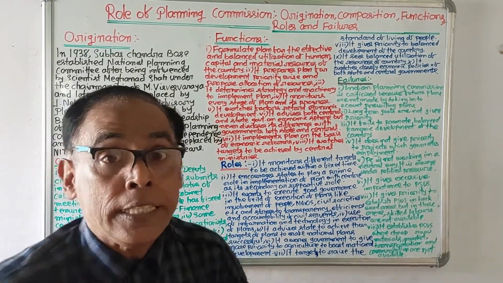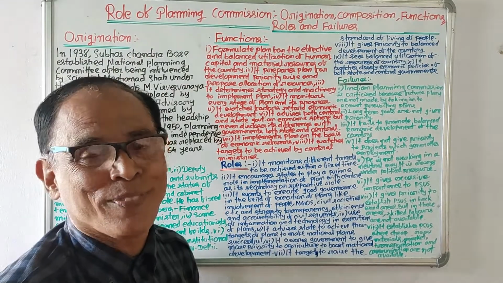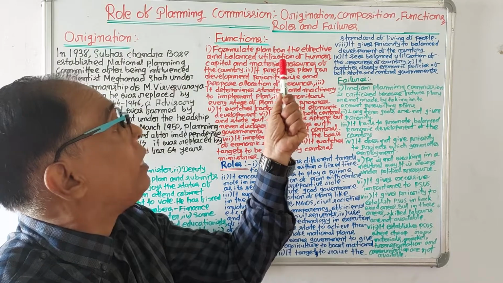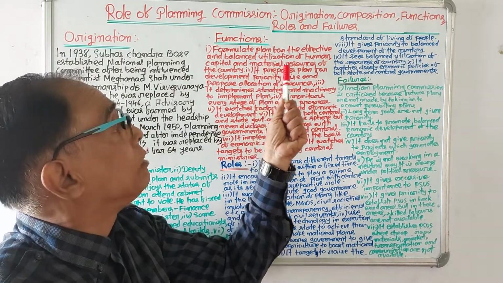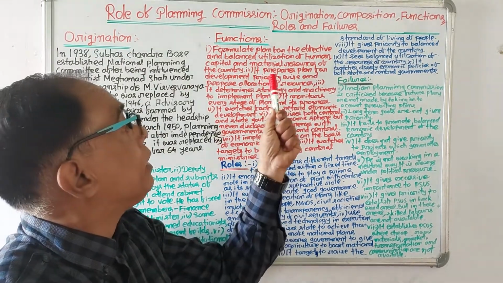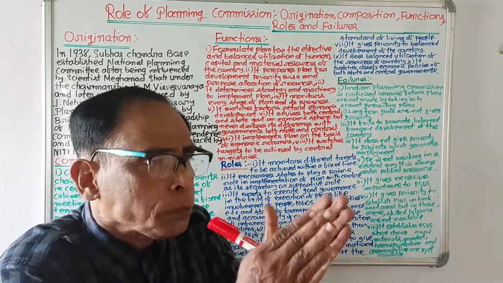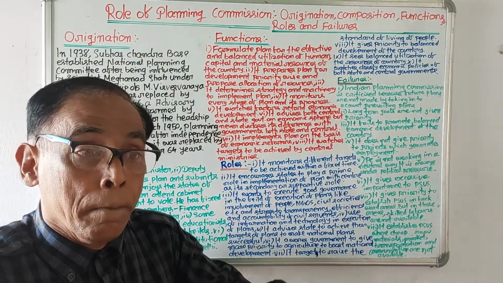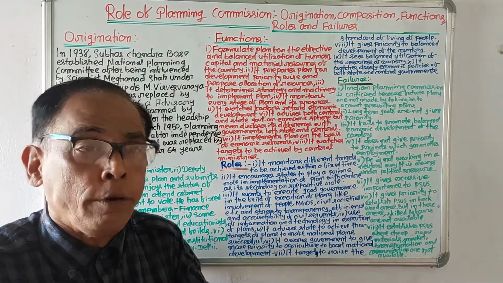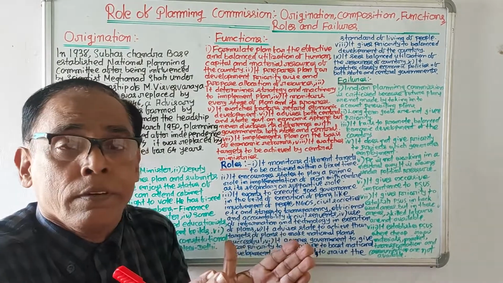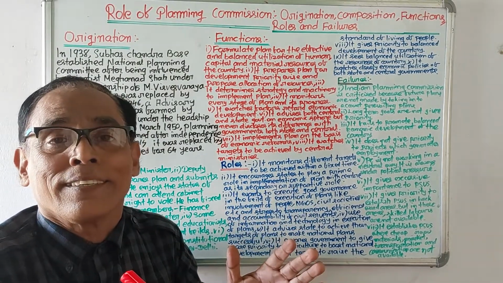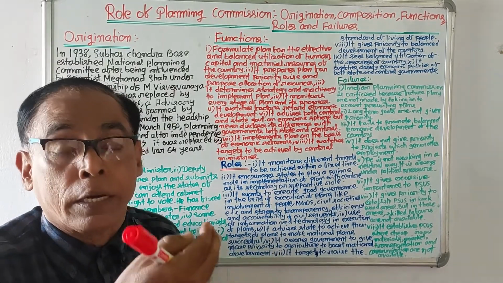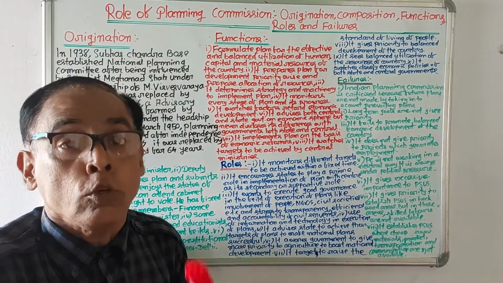Now let us discuss its functions. The first function of the Planning Commission is to formulate plans for the effective and balanced utilization of human capital and material resources of the country. The first function is to make a plan by which there will be effective and balanced utilization of the capital, human resources and natural resources of the country.